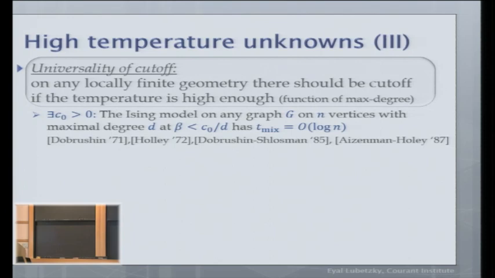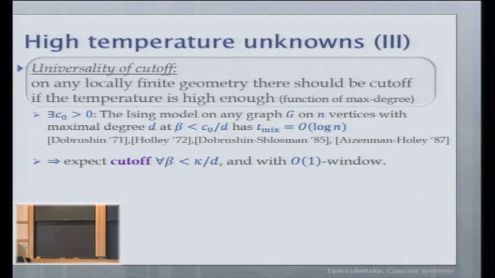Okay? You can get it from path coupling. It's a classical result. And that means that you can expect the following. If beta is less than a constant over the max degree, you should have cutoff with an order one window on any graph. Okay, so this is, I don't know, maybe people say universality these days for almost anything, but there should not be a dependence on any of the things that we used in the lattice, which I neglected to say, our proof fails if it is an expander. We later had a paper that pushed this lattice proof to arbitrary graphs, as long as the growth of balls was sub-exponential.